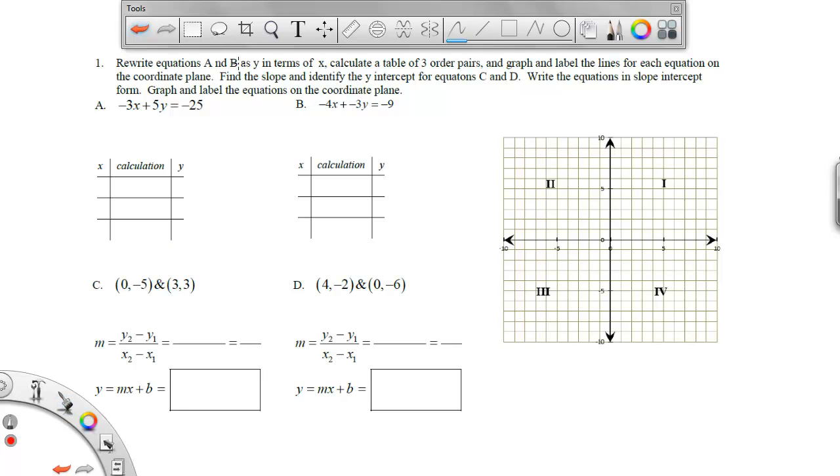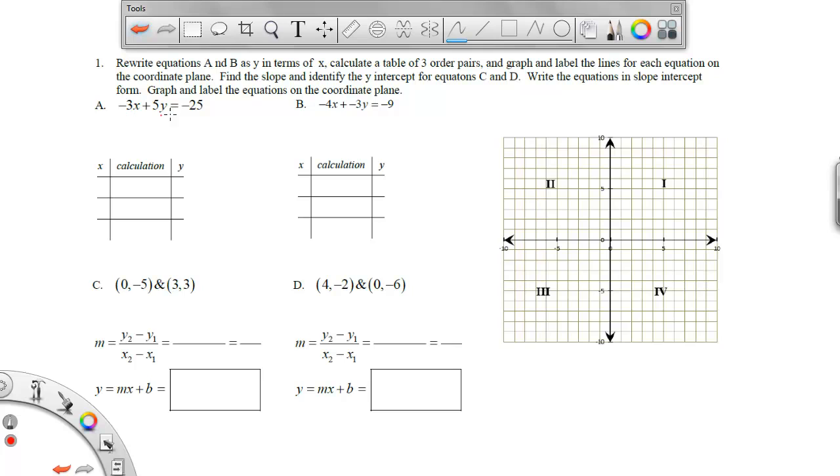It says rewrite equations A and B as y in terms of x. Calculate a table of three ordered pairs and graph and label the lines for each equation on the coordinate plane. Find the slope and identify the y-intercept for equations C and D. Write the equations in slope-intercept form, graph and label the equations on the coordinate plane. So we haven't done any of these for a couple of weeks.